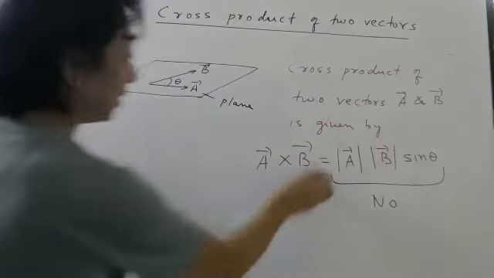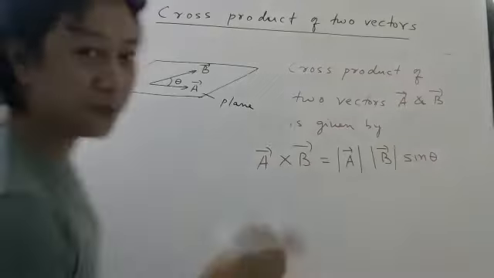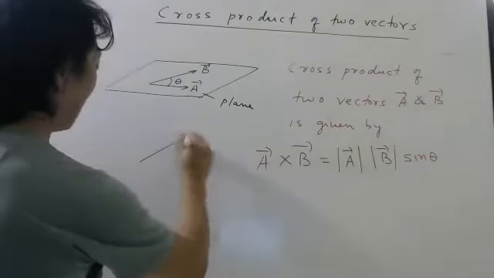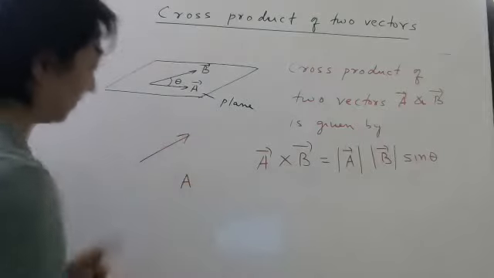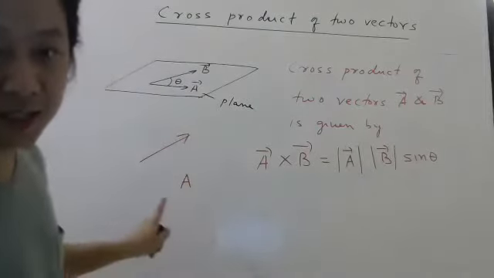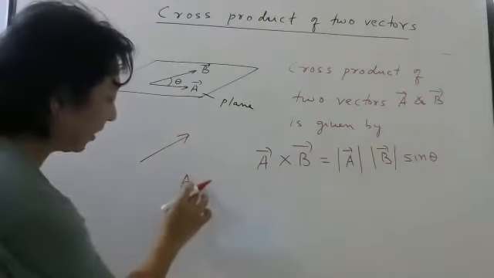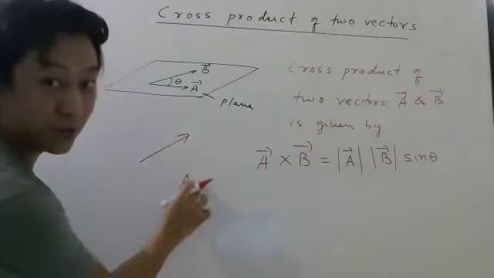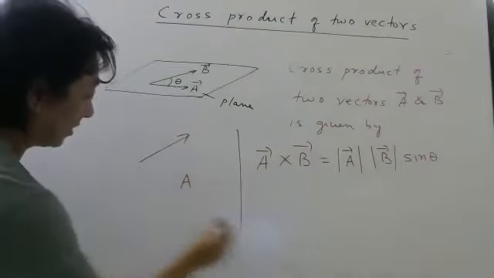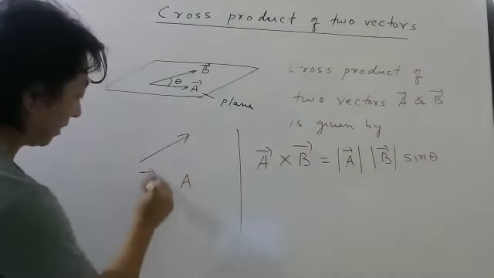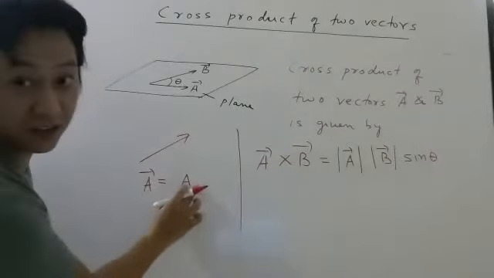Therefore, you must write something. By the way, let me ask you, if this is a vector, and I write this vector as simply A, is it correct? No. What should I include here? Suppose I want this to be a vector. Then what should I write here?